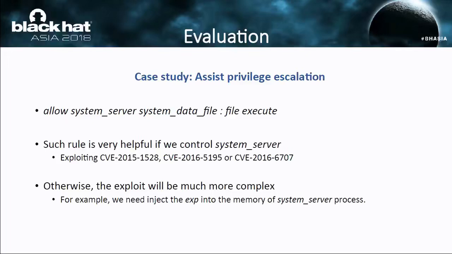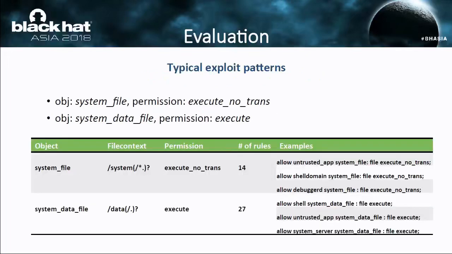This is just a case study, and here we summarize 2 types of classical exploit patterns. The first is where the object is a system file, and the permission is execute no trace.